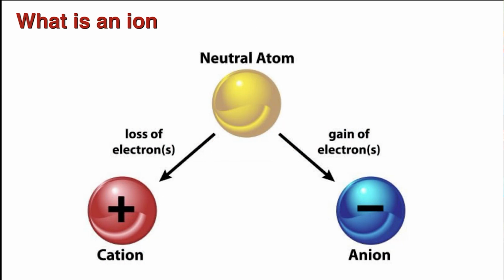Okay, so what's an ion? An ion is obviously an atom which has lost or gained an electron. And so we call cations those that have lost an electron, and anions those that have gained an electron.